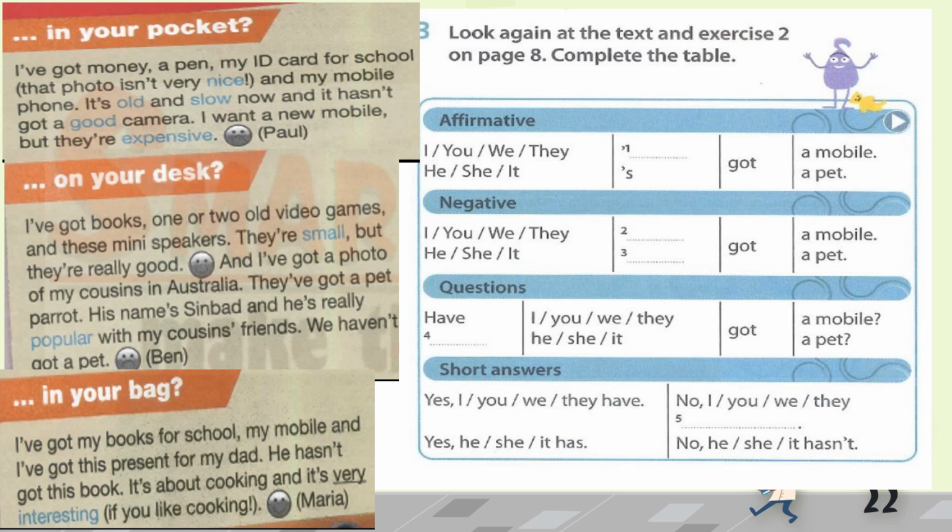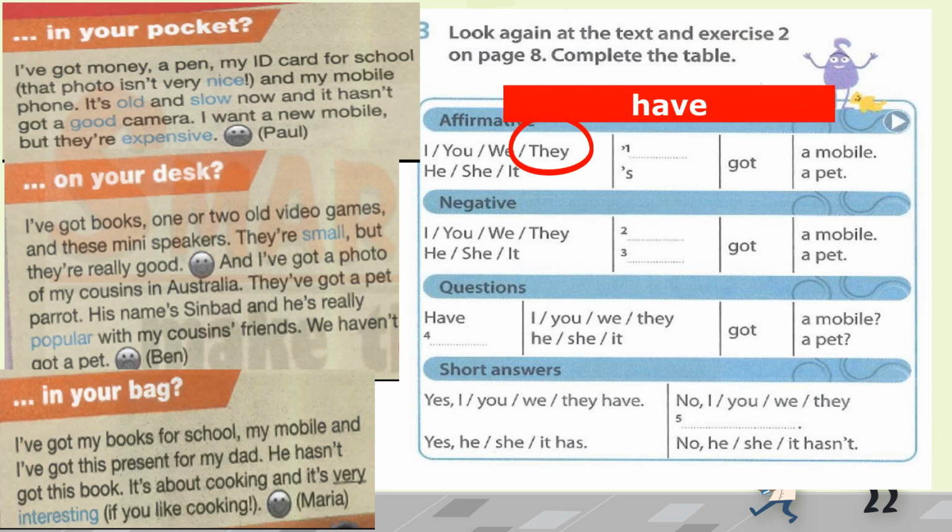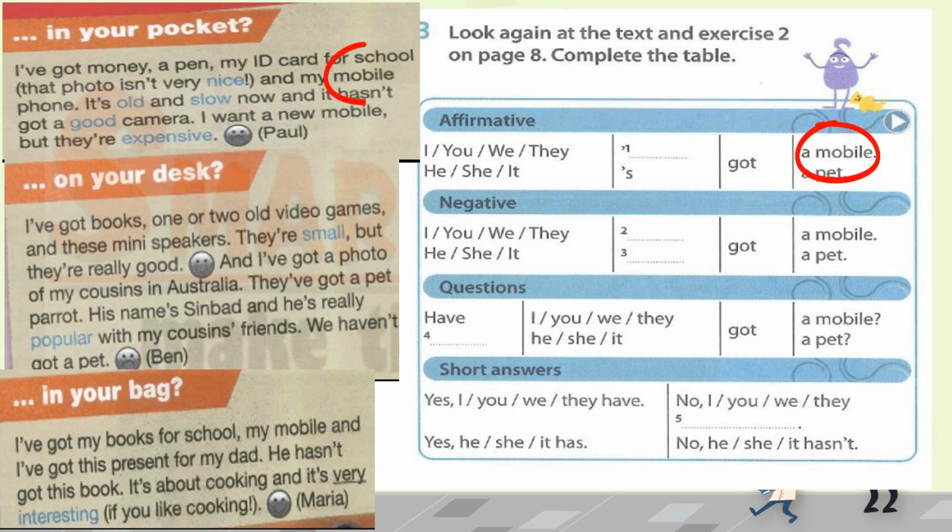Okay, next one. I've got my books for school, my mobile, and I've got this present for my dad. Okay, so if you see here, number 1 has a mobile, there's a mobile there, right? So the answer should be they, circle the they have got a mobile. Why have? Because number 1 has a mobile and number 3 has a mobile, although number 2 doesn't have a mobile.